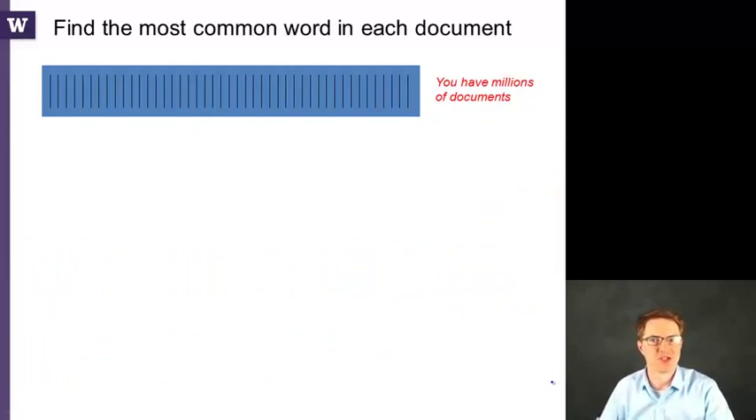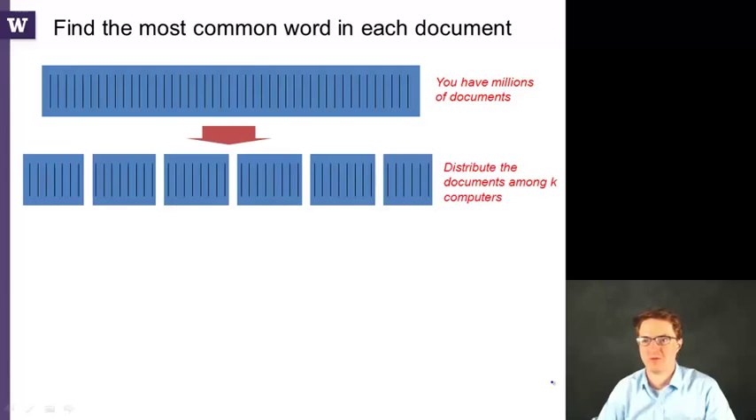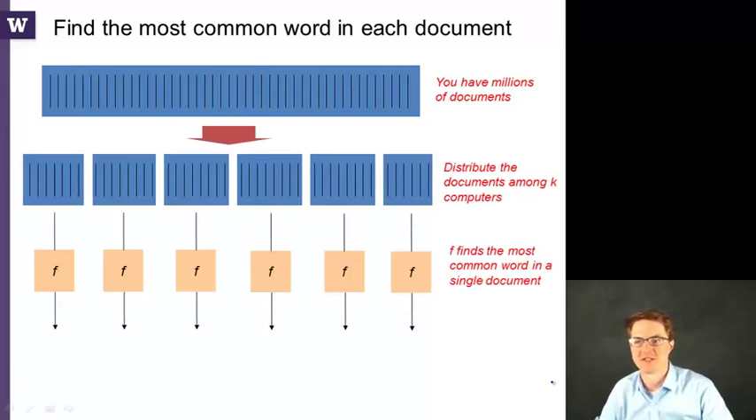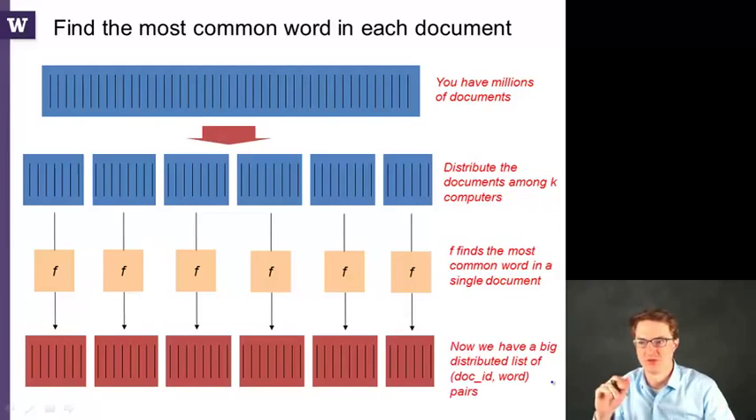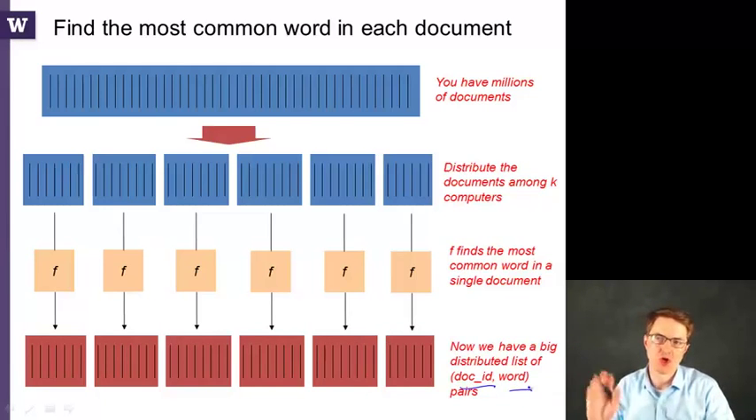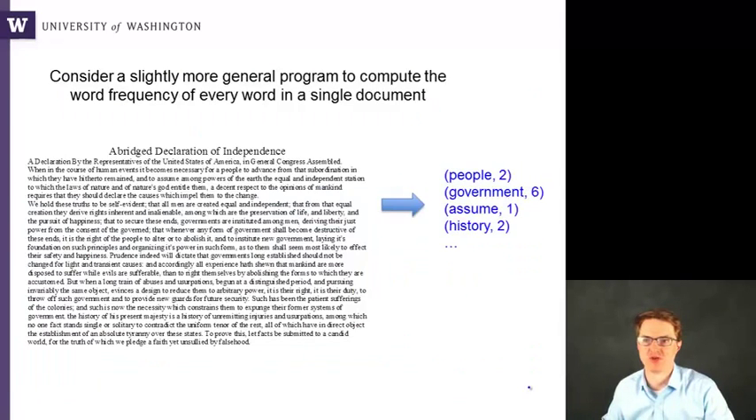Another example. Imagine each one of these little bars is a document, and your task is just to find the most common word in every individual document. Same thing: distribute the documents across the K computers, and then your function f in this case opens up a single document, figures out which word is the most common in that document, and just produces that word. And so now you have a big distributed list of pairs where the first part of the pair is the document ID and the second one is the word. That could be useful, but it's a bit contrived.